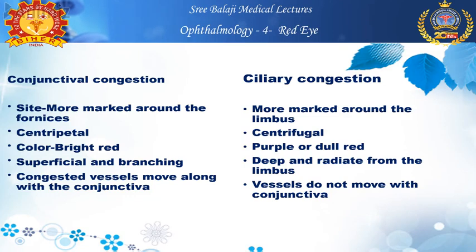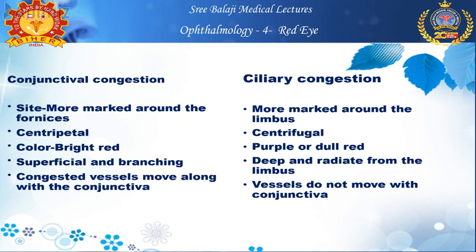So how do you differentiate between conjunctival congestion and circumciliary congestion? Conjunctival congestion is more marked near the fornix, whereas circumciliary congestion is more marked around the limbus. Conjunctival congestion has a centripetal arrangement, whereas circumciliary congestion has a centrifugal arrangement. Conjunctival congestion is bright red in color, whereas circumciliary congestion is purple or dull red. If you look at the blood vessels, in conjunctival congestion they are superficial and branching, whereas in circumciliary congestion they are deep and usually follow a radial pattern from the limbus.